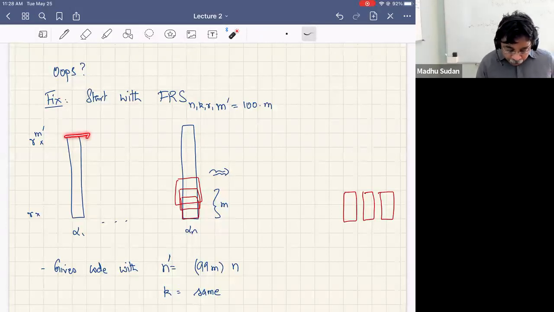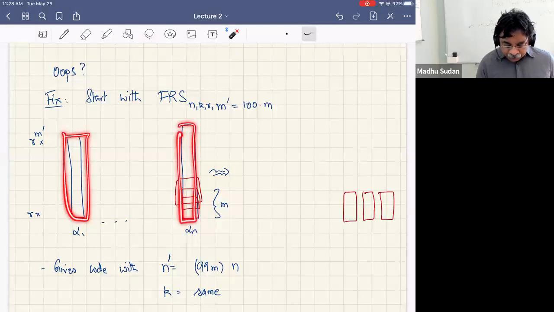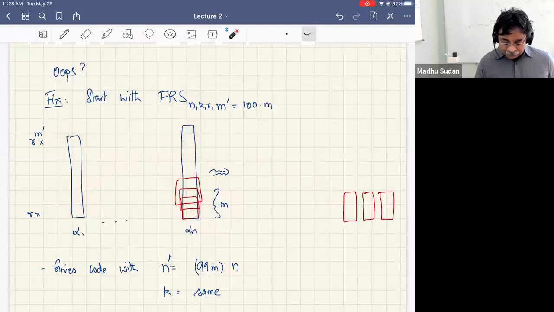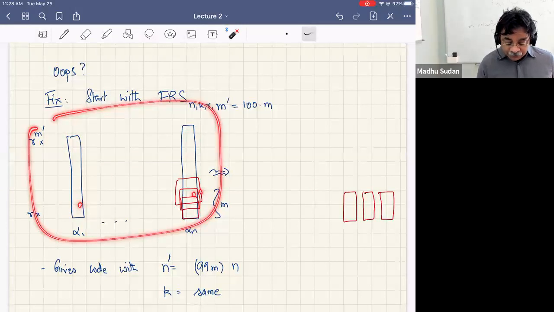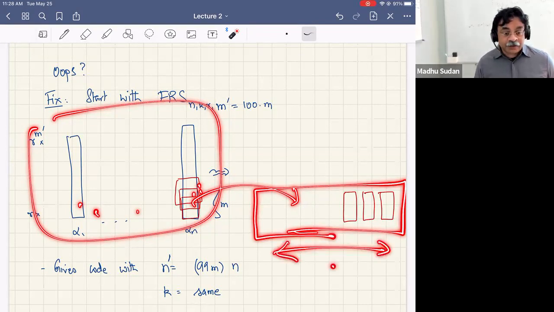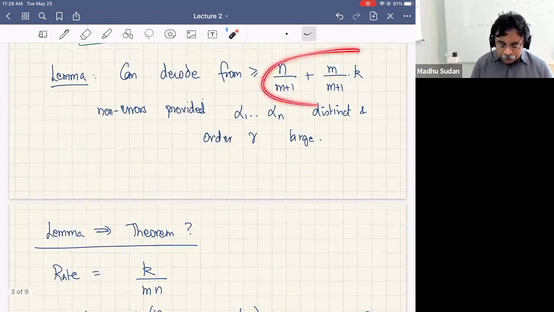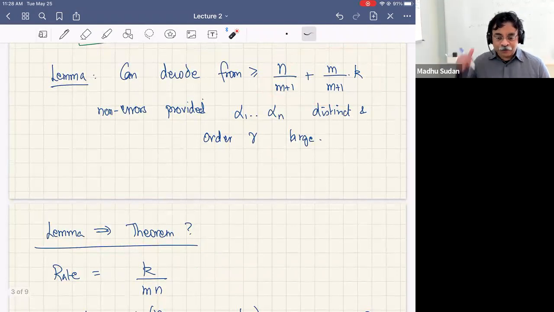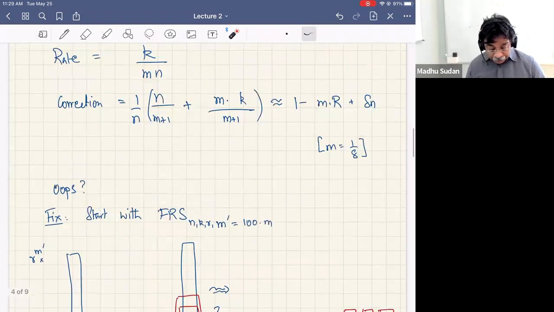So we want to decode this code, but we will convert this. This is the code that we are working with. But for the decoding, we'll pretend that this was actually a codeword of this other code, which had m which was 100 times smaller, but much longer. It's now longer by a factor of 99 m. And the decoding algorithm applied to these numbers, when applied to this new code, will be good for the original code. Okay, so that's the plan.